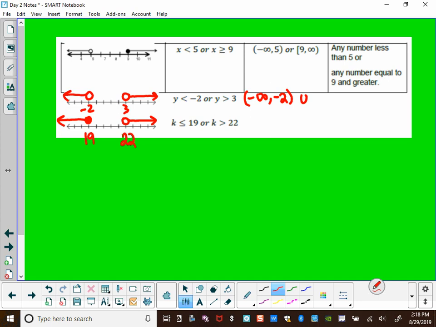So I went -infinity to -2. I have my union. My graph starts again at +3. And I go to +infinity. That is how we write the OR graphs for interval notation. It's a little bit more work there.